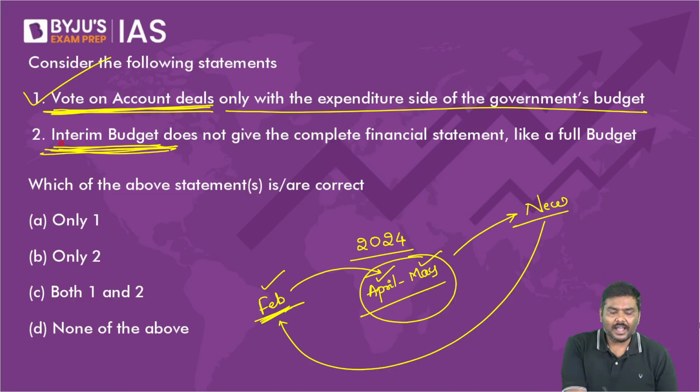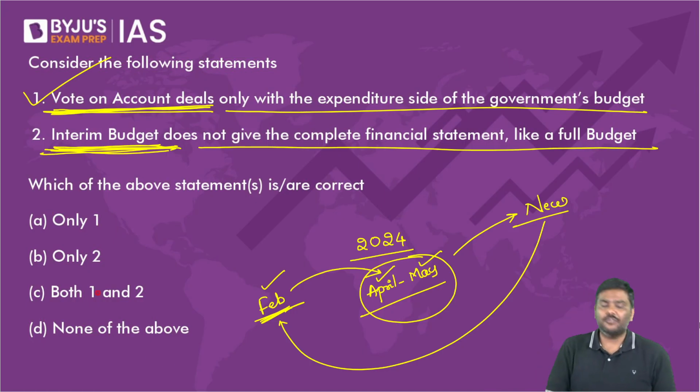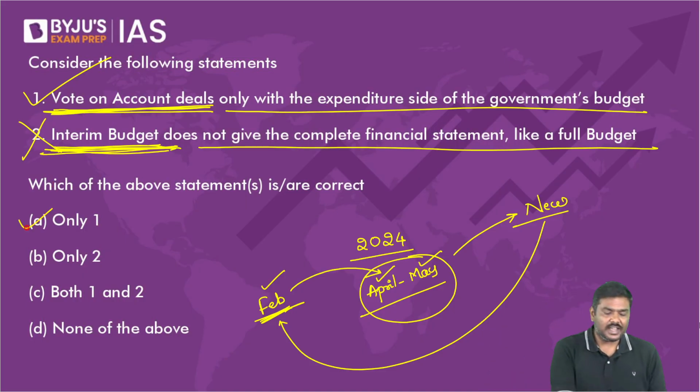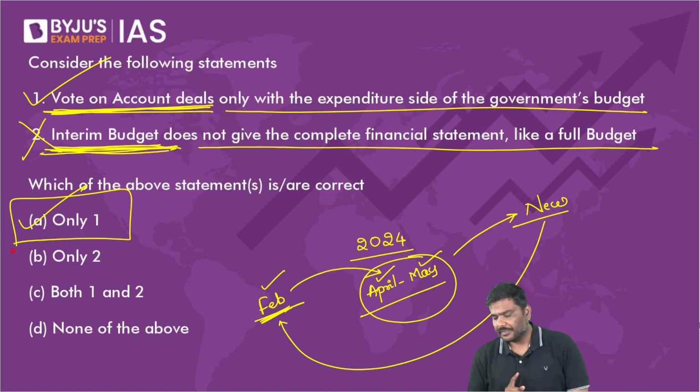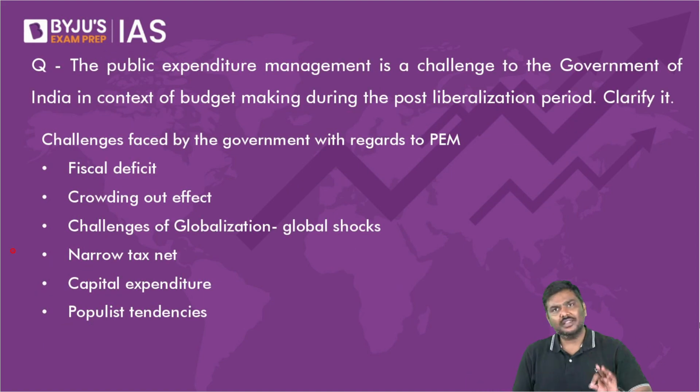Any difficulty now? Interim budget does not give a complete financial statement like a full budget. Wrong. It will give complete details like a full budget. So the first is correct. The right option for the question will be option 1 here. Done. So let me stop the discussion here. Descriptive questions are there. Tomorrow we will take up the descriptive questions.